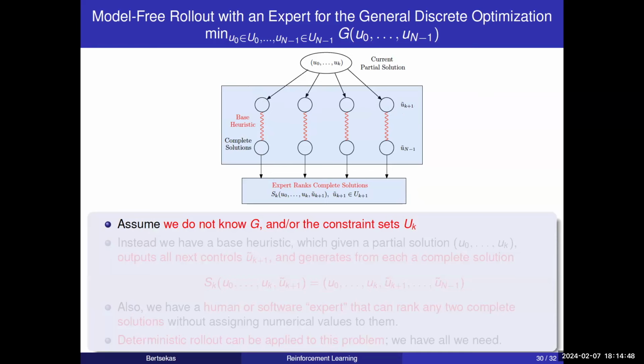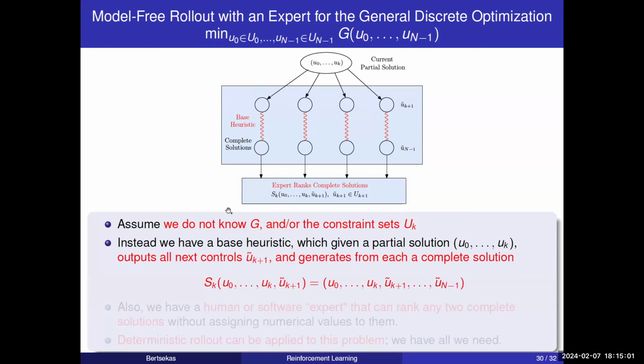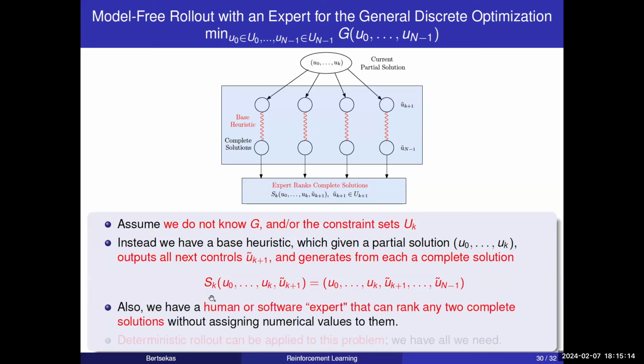But what if we don't know G? And what if we don't even necessarily know the constraints at uk? So instead, we have a base heuristic, which given a partial solution u0 to uk, outputs all next controls uk plus one tilde, and then generates from each a complete solution. And this is done using a human or software expert. There's some expert that can, given a partial trajectory, make a complete trajectory somehow. And then there's also an expert that is capable of ranking any two trajectories. It can say this trajectory is better than this trajectory.